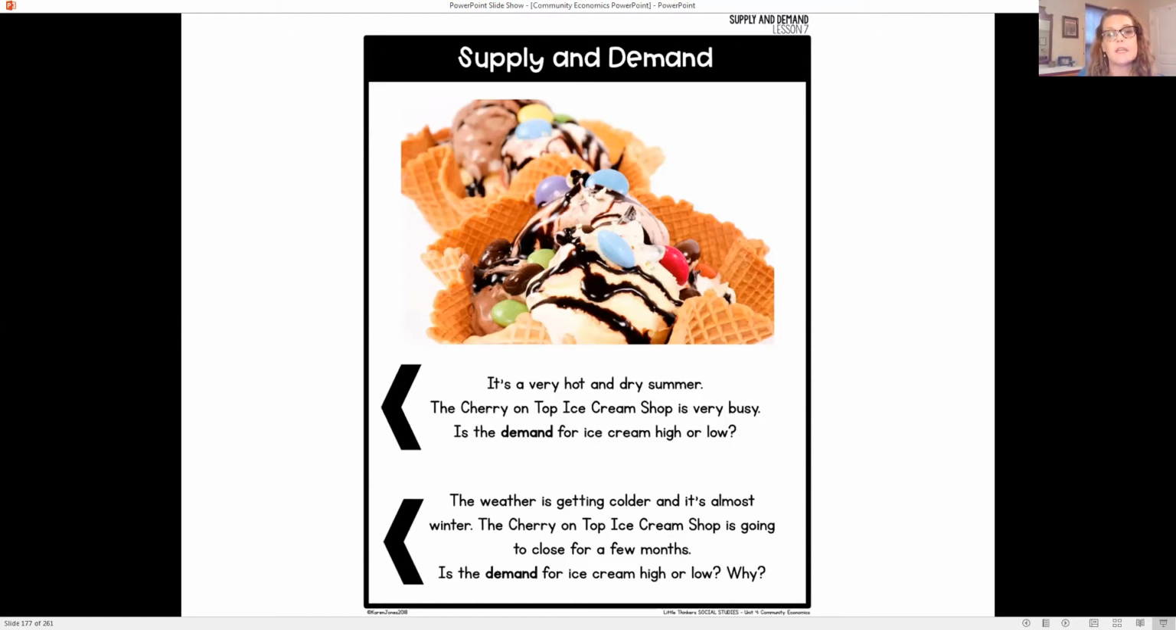The weather is getting colder and it's almost winter. The Cherry on Top ice cream shop is going to close for a few months. Is the demand for ice cream high or low? The demand right now is low because it's colder and people don't want to eat something that's cold. Most people.